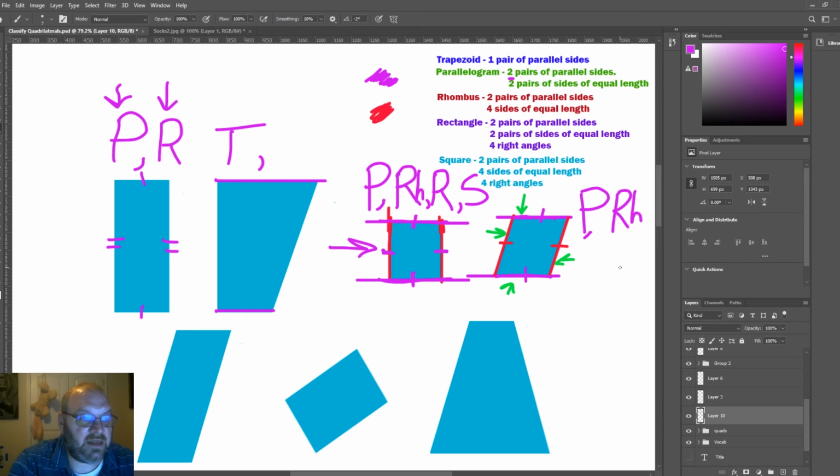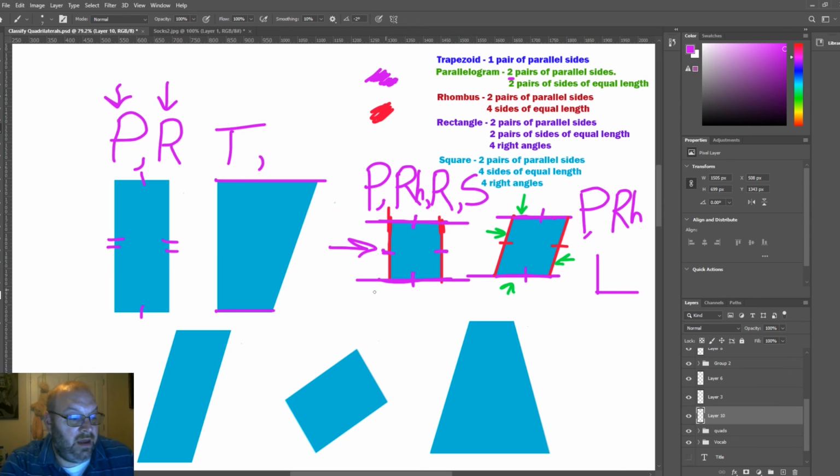Rhombus. Rectangle. Two pairs of parallel sides. We know it has that. Two pairs of sides of equal length. Yes, we know it has that. Four right angles. This is what it doesn't have. Because remember, right angles are squared angles. Angles that look like this. So that's why when the rhombus is tilted, it is no longer a square or a rectangle. Because look, the square has four right angles as well. Okay, so it is a parallelogram and it is a rhombus.